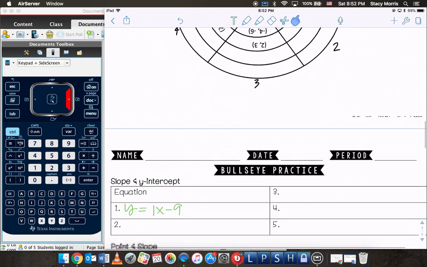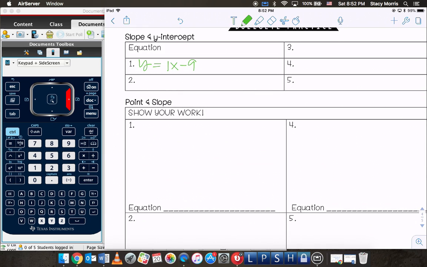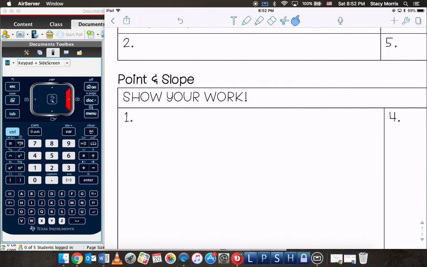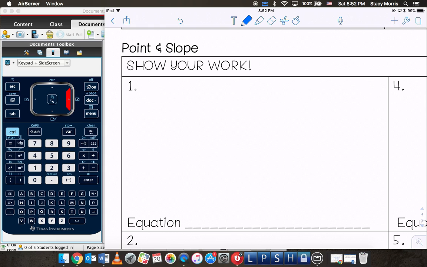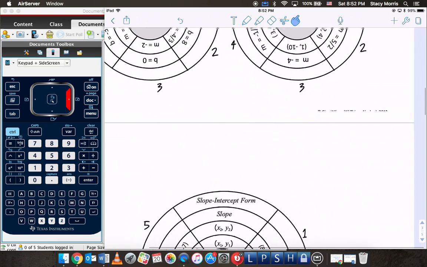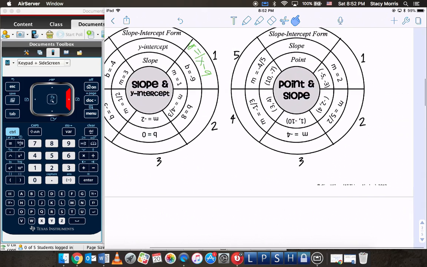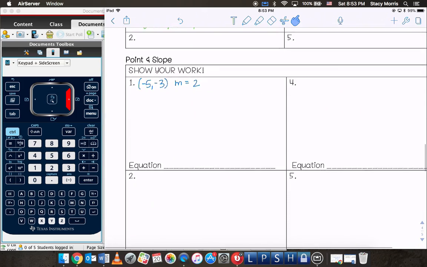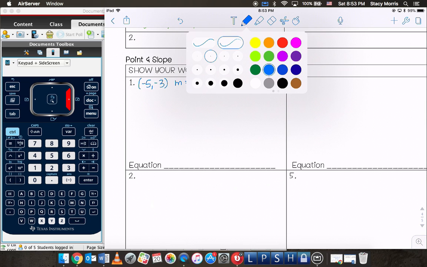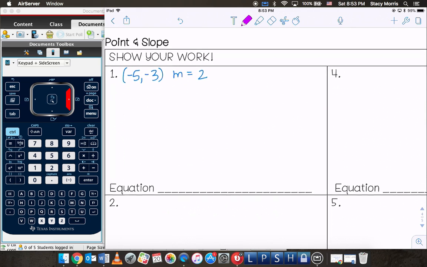On my paper, number 1 in the point and slope section, they gave me the point -5, -3, and that my slope, or m, was 2. Let me just double check on that. I'm going to flip back and forth here. M is 2, -5, -3 is correct. All right, so to write this equation in slope-intercept form, we need two pieces of information.